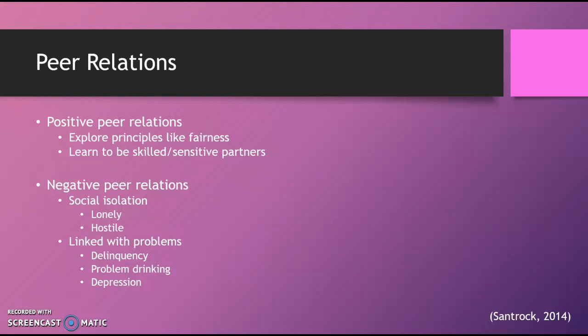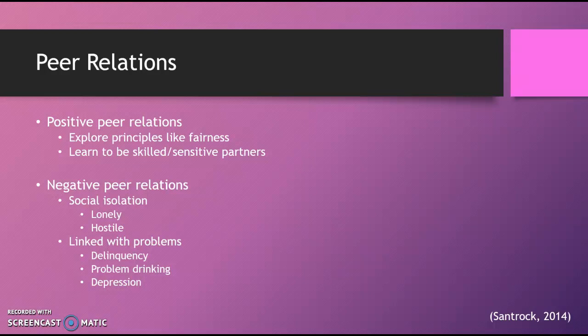Peer relations. There are positive and negative types of peer relations. Positive peer relations are associated with skill development. These types of relations and socialization enable children and adolescents to learn to be skilled and sensitive partners as adolescents, young adults, and into adulthood. And it allows children to explore principles like fairness and justice.